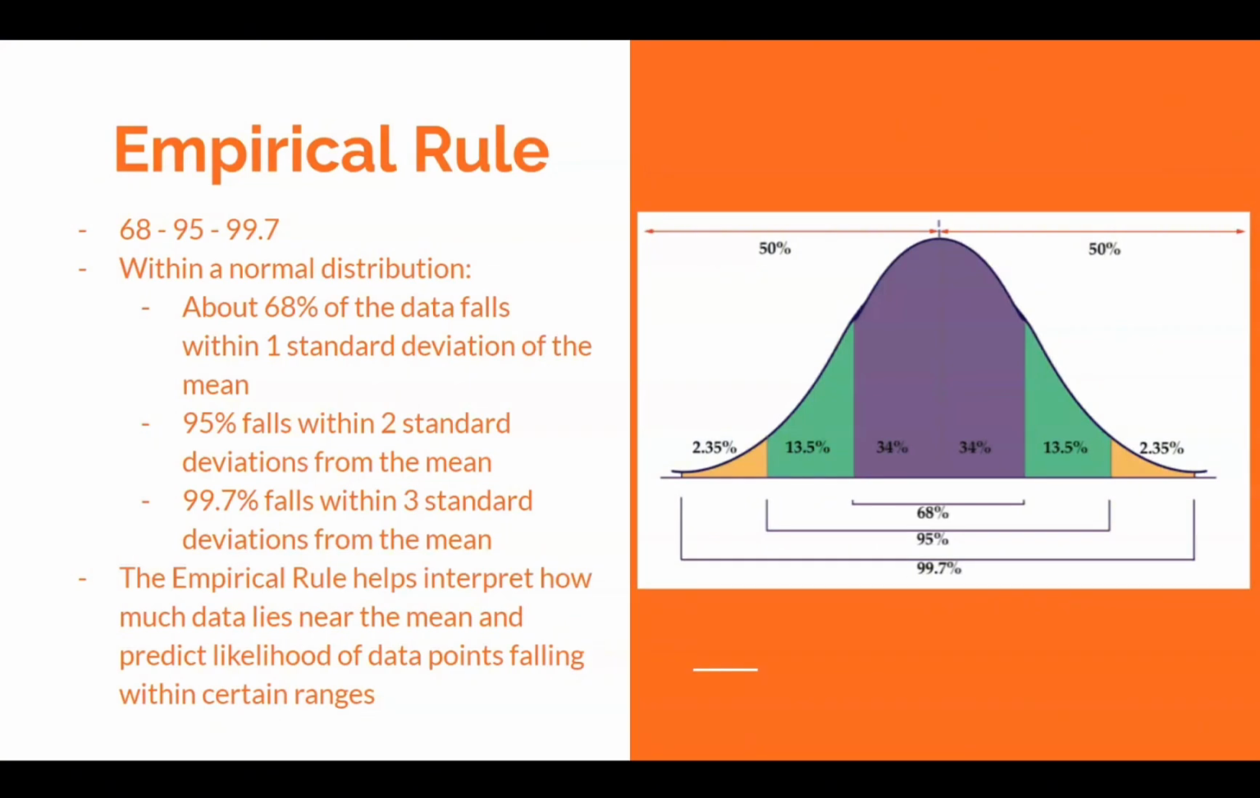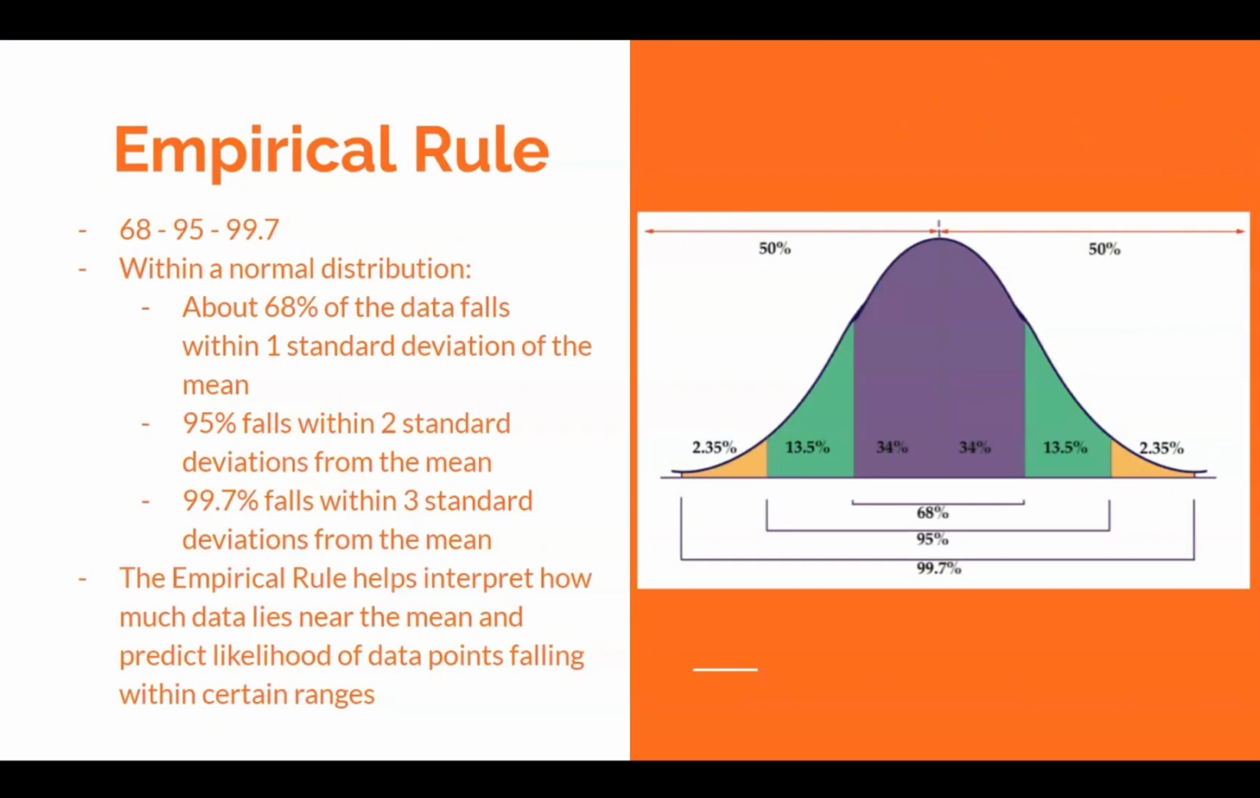Empirical rule: 68, 95, 99.7. Within a normal distribution, about 68% of data falls within one standard deviation of the mean. 95% falls within two standard deviations of the mean. 99.7% falls within three standard deviations from the mean. The empirical rule helps interpret how much data lies near the mean and predict the likelihood of data points falling within certain ranges. Here's a graph of what it looks like.